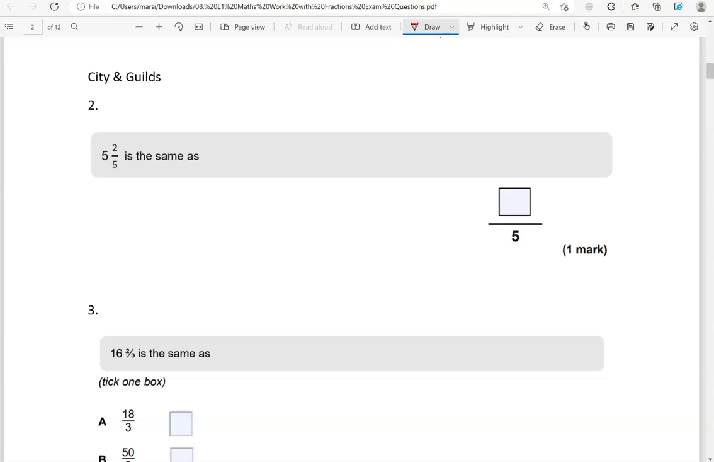So we've got another question. 5 and 2/5 is the same as. So we need to turn that into a fraction. From a mixed number into a fraction. An improper fraction. So it's top heavy, as are all mixed numbers. So 5 and 2/5.